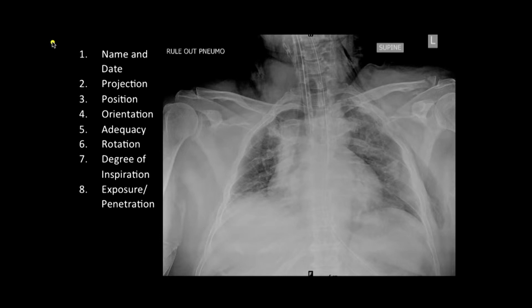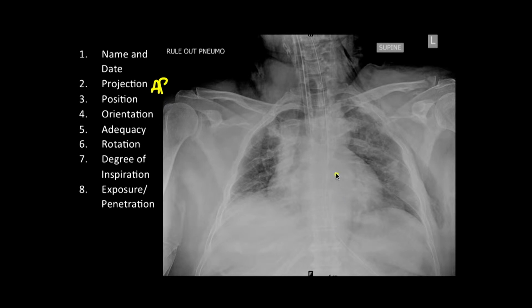You want to make sure it's a PA or an AP film, and you can see in this patient that the scapulae are projecting a little bit over the lung fields, and usually if a patient is supine, it's always going to be an AP chest x-ray, which can give you a false impression of the heart size. You want to make sure that the patient is well centered, so you can see the spinous processes relatively equidistant from the medial end of the margin.